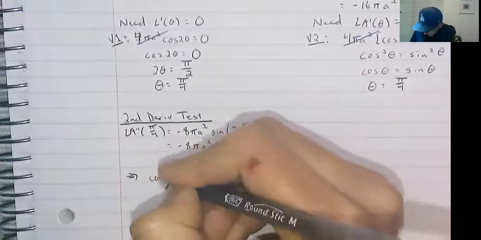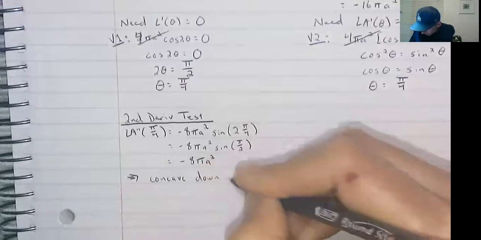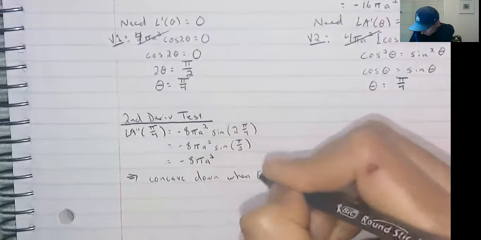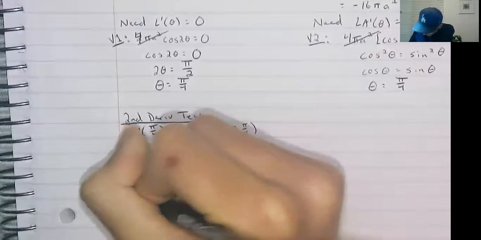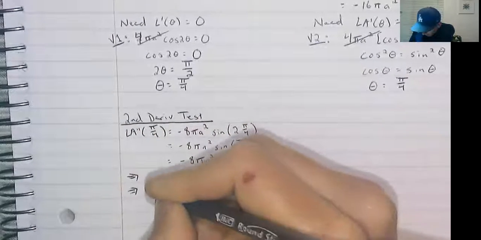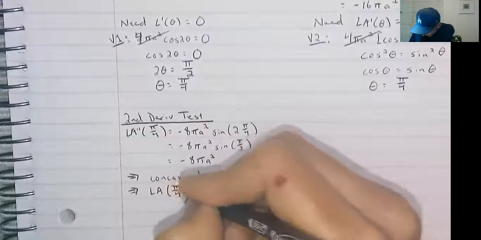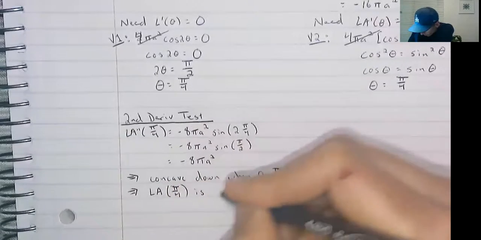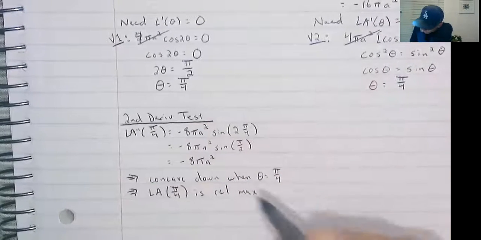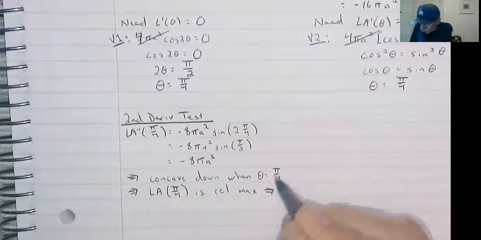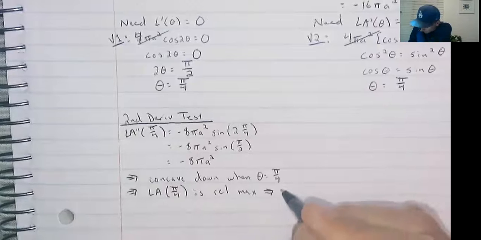This is a concave down point in our graph. Which means that the lateral area at pi over 4 is a relative max. But because it's met that condition of being the only critical number, it's actually the absolute max.